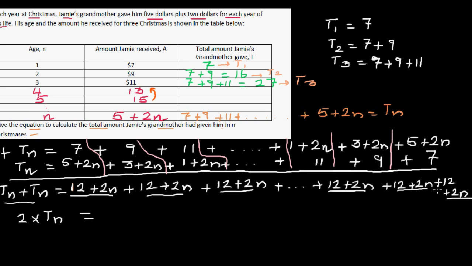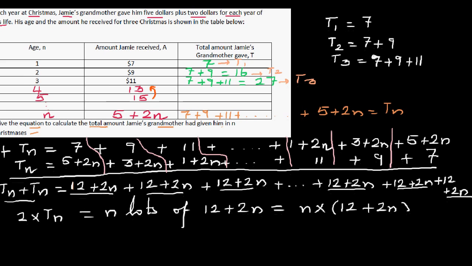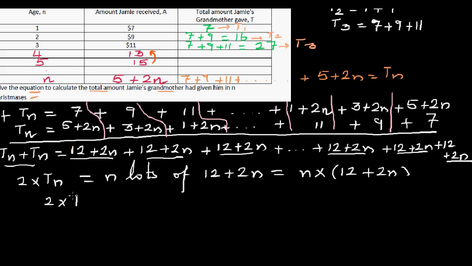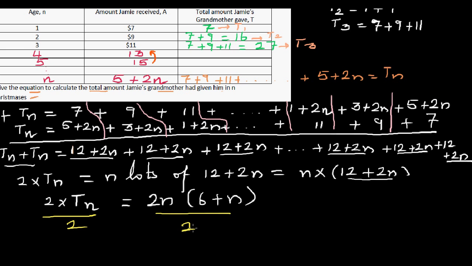How many lots of 12 plus 2n do you have? Well, you have n lots of 12 plus 2n, which is the same as writing n times (12 plus 2n). Let's simplify this a little. So 2 times Tn is n times (12 plus 2n). If you factor the 2 out, this will be 2 times (6 plus n). So you can divide both sides by 2, and the 2s cancel. So lo and behold, the total Tn is n times (6 plus n).